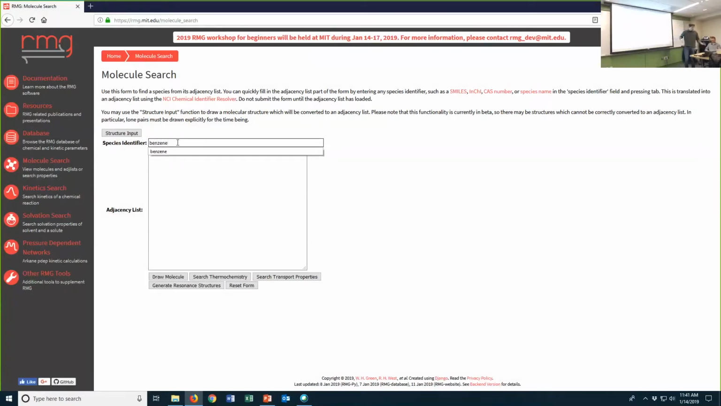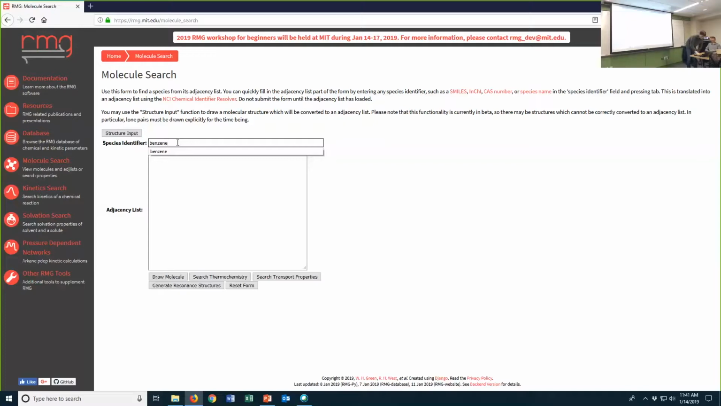So if you go to rmg.mit.edu, I just want to show you something real quick before we conclude for lunch. If you go to our website and go to the far left-hand tab, you'll see something called Molecule Search. If you click there, there are a lot of different features. You can look up different properties about a molecule. You can look up its thermochemistry. And this is a good way for you to get used to what SMILES strings are, adjacency lists, etc.